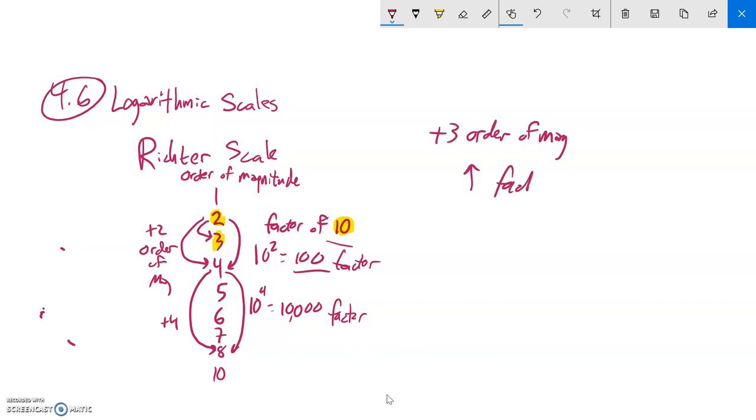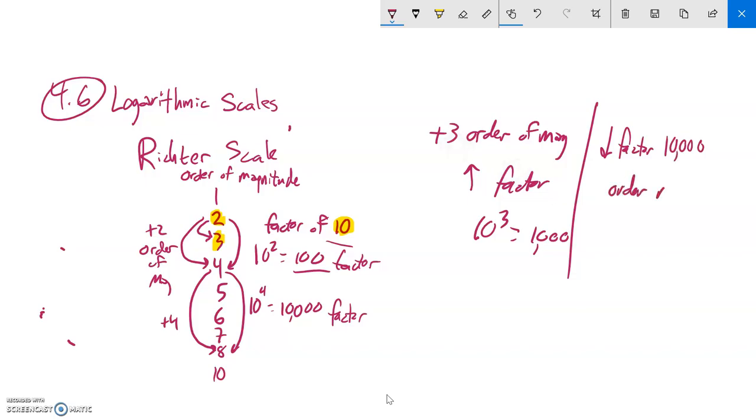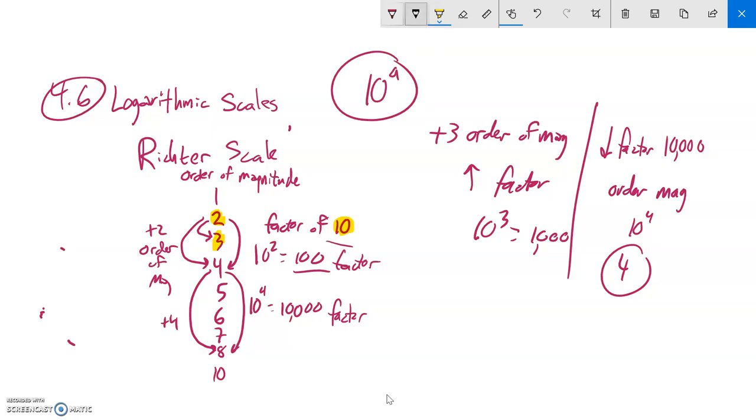So I could ask you some questions like, if I had a change of 3 in my order of magnitude, what's my increase in the factor? If the order of magnitude is 3, the factor is 10 to the third, which is 1,000. Or I could say something like it decreases by a factor of 10,000, what's my order of magnitude decrease? Notice 10,000 is 10 to the fourth power. You've got those four zeros. So my order of magnitude change is 4.